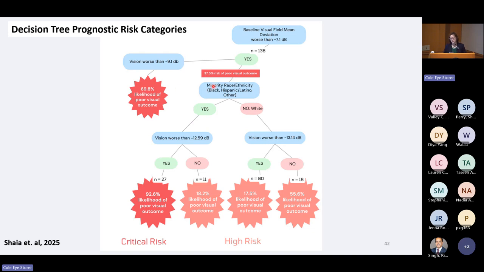And what was very interesting was that when we stratified by minority patients, so if an individual identified as a minority and they had a significantly poor baseline vision, then there was a 92.6% likelihood of having a poor visual outcome. And this risk was smaller in our white population. So again, looking at our critical risk, that baseline vision highly determines it, but also if a patient identifies as a minority, this appeared to exacerbate the issue.